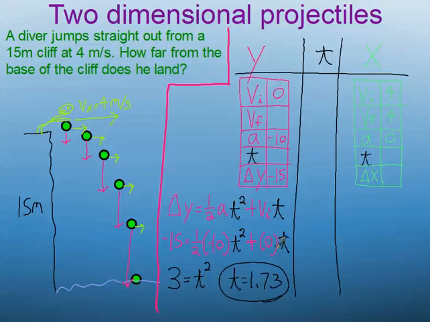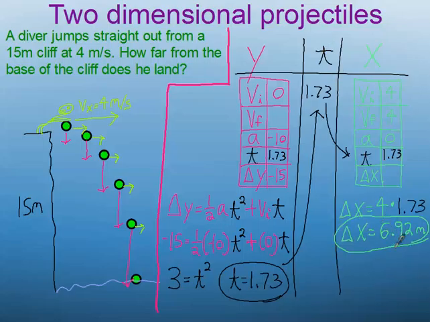After plugging the values in and just doing a little bit of math, I got that it took the diver 1.73 seconds to hit the water below. Now that we have that information, time, we're able to swing over to the x direction, and we're actually very close to being finished. What we're looking for is how far he traveled. Well, we know that he went 4 meters to the right every second, and we also know that he spent 1.73 seconds in the air. After multiplying the two, I get that the diver landed 6.92 meters away from the bottom of the cliff.